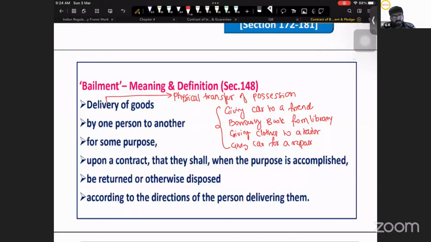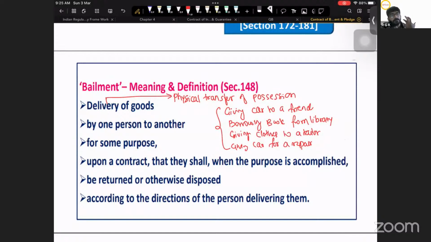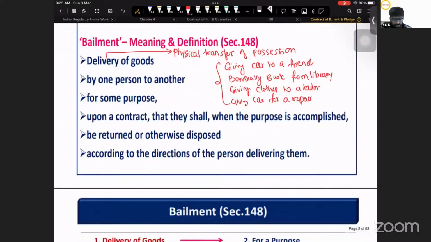Rather, there will be some purpose. Either the other person is taking it for his personal usage, or for your benefit, or for the mutual benefit of both of you. Once that purpose is accomplished, the goods will be either returned to the true owner or disposed of. Disposed of means it will be done as the true owner requires. Whatever the true owner says, according to his directions, the goods will be given or disposed of. This is what is called the contract of bailment.